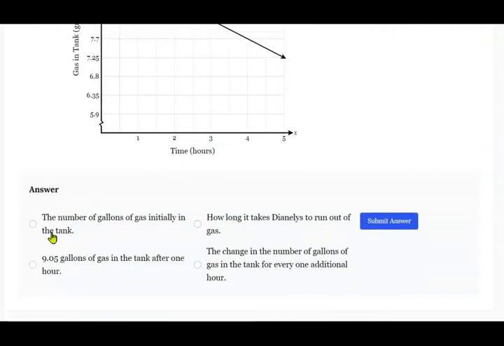Let's take a look at the choices. The number of gallons of gas initially in the tank? Yes. 9.05 gallons of gas in the tank after 1 hour? Nope, it's after 0 hours. How long it takes Dianellis to run out of gas? Nope, that's somewhere down here, off the grid. The change in the number of gallons of gas in the tank for every 1 additional hour? Nope, that's the rate.